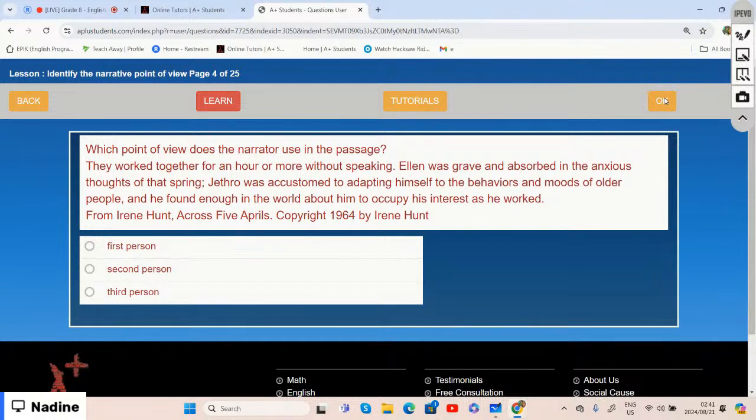All right, the next one says they worked together for an hour or more without speaking. Ellen was grave and absorbed in the anxious thoughts of that spring. Jethro was accustomed to adapting himself to the behaviors and moods of older people, and he found enough in the world about him to occupy his interest as he worked.